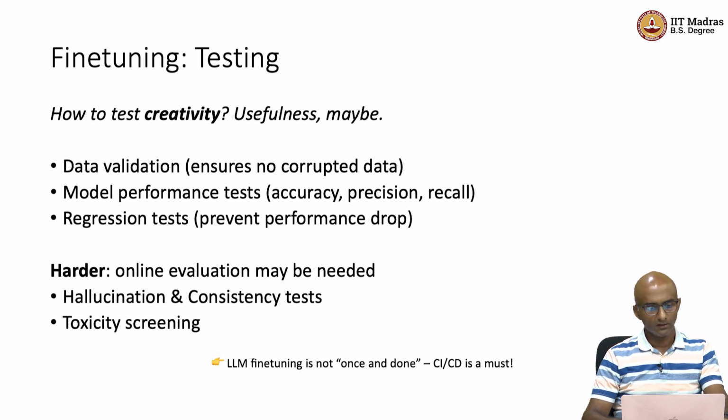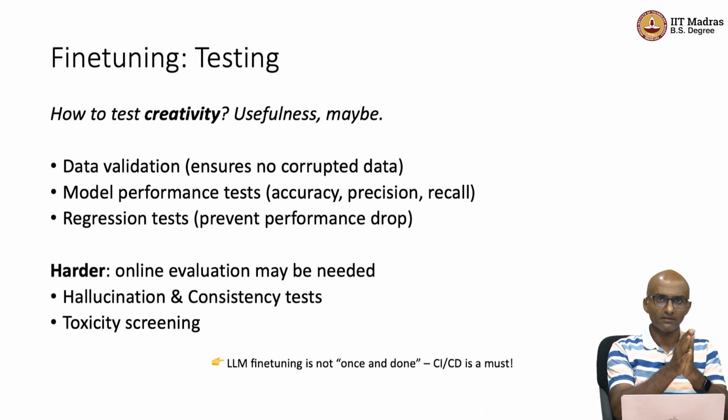So these are things that you do normally. There is no magic to it. You just do it for LLMs as well. The harder things to do are around hallucination, consistency, toxicity screening. And in many cases, you might also be required to do all of this online. So testing as part of the CI cycle is when the fine-tuned model is getting produced and the fine-tuned model gets certified for production usage.